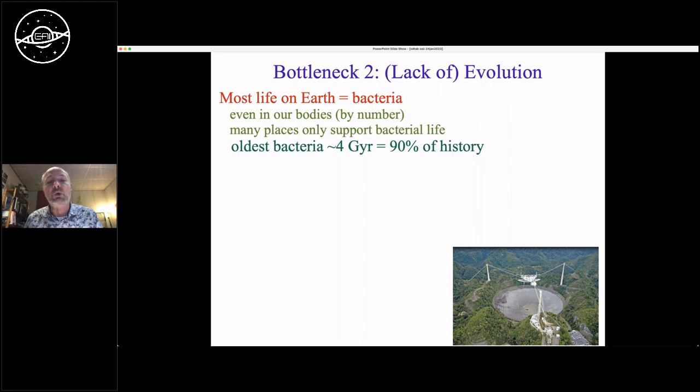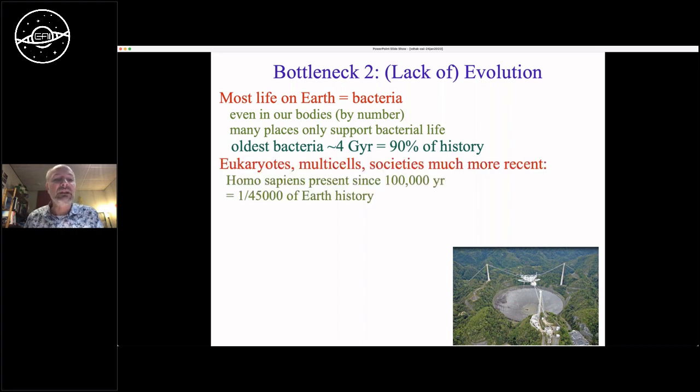Even our bodies contain more bacteria than our own body cells, by number anyway. By mass, the body cells win because they're bigger. And many places on Earth only support bacterial life. And as I said, for 90% of Earth history, the Earth has seen bacteria, but only 10% there have been plants and animals. So cells with a nucleus, multicellular organisms are a recent thing in that sense.